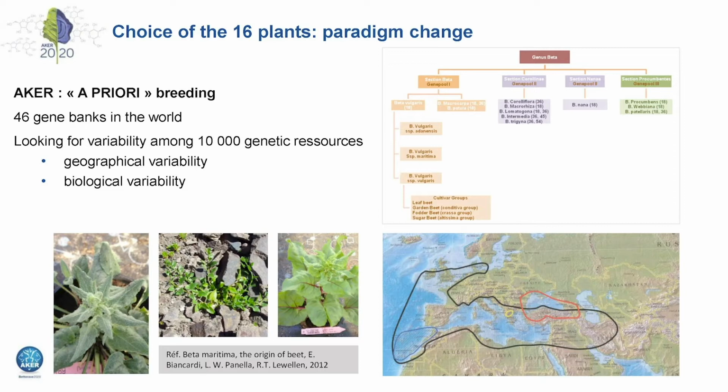Geographically, the species of the Beta section are mainly found around the Mediterranean, around the Atlantic coast from Cape Verde to Denmark, and also in the Caucasian regions. The center of origin of the species is probably in Asia Minor.